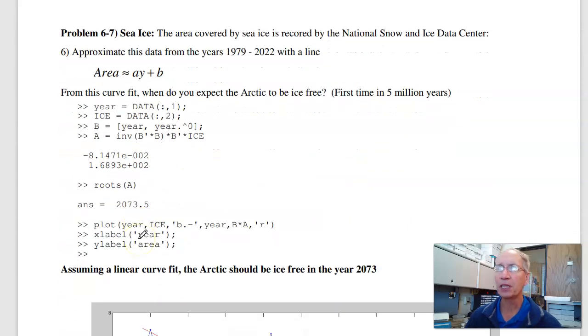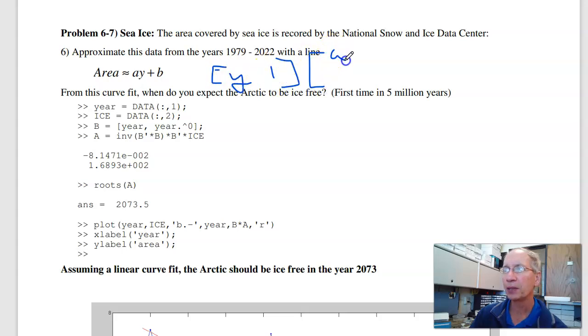Problems 6 and 7, look at Arctic sea ice. Go to the National Snow and Ice Data Center. You can pull in data. If I want to do a linear curve fit, I'll pull in the data. First column is year, second column is ice level. That's the minimum. Set up your basis. Again, I'm going to write this in matrix form. That's going to be the matrix year and 1 times A and B. There's my basis function.